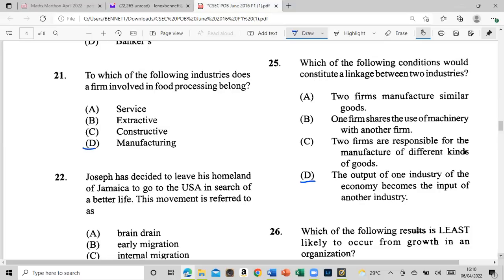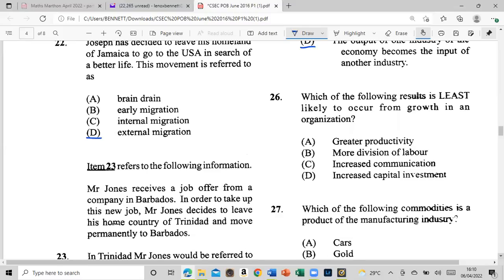All right, let's move on to 26. Which of the following results is least likely to occur from the growth in the organization? Greater productivity, more division of labor, increased communication, or increased capital investment? And 26 is C, increased communication.